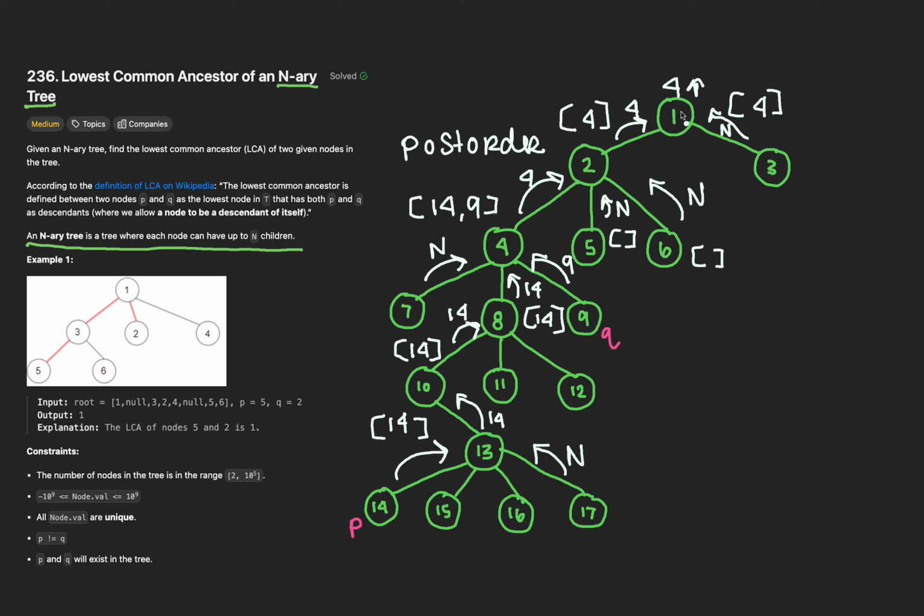And just like that, we're finished. Node 4 is our answer, and that's what we'll return. If you want to verify it visually, here it is. The time complexity is going to be big O of N, and the space complexity is also big O of N. Let's code.